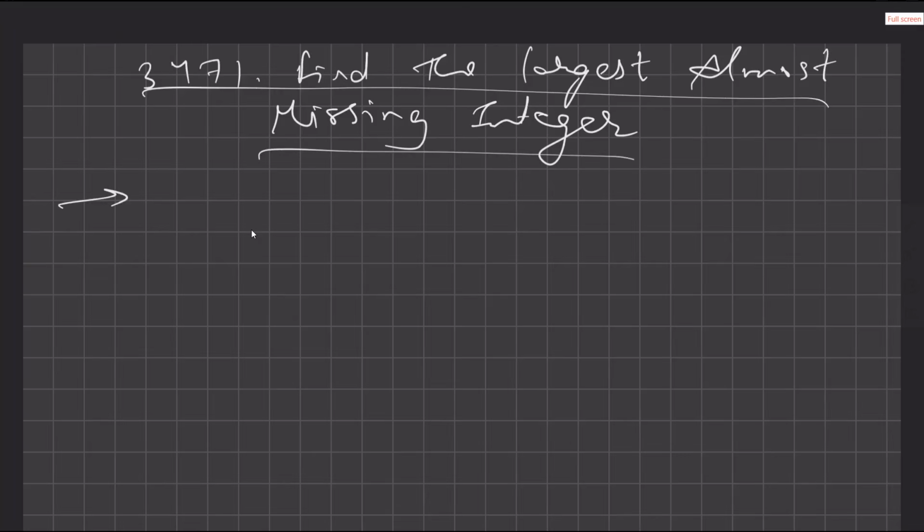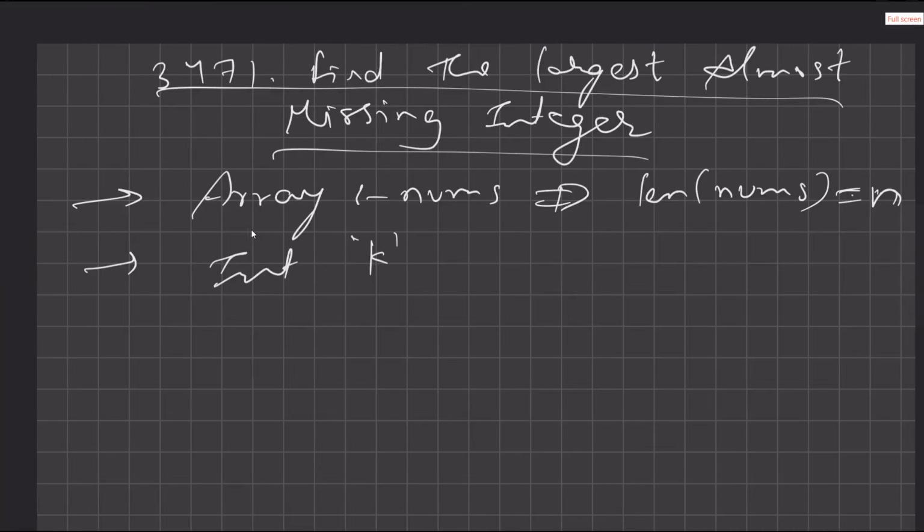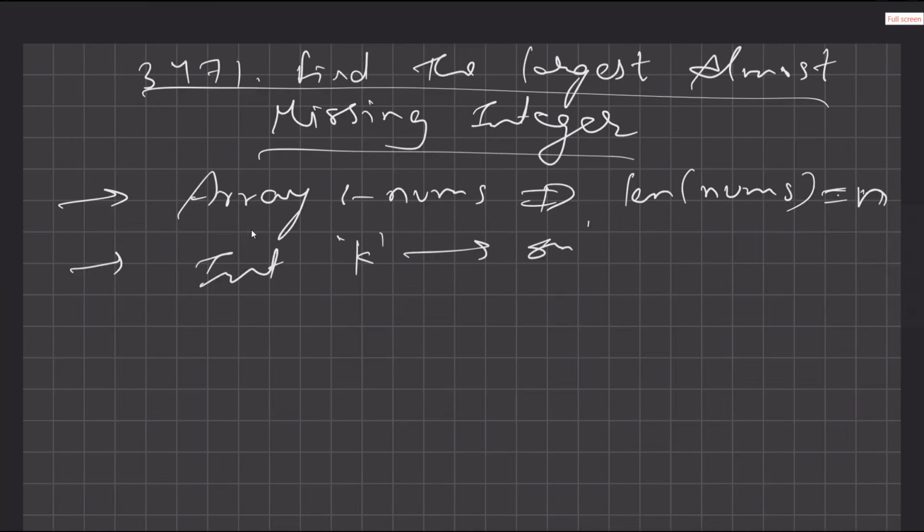So in the problem statement, they've given an array nums, and its length is n. They've also given an integer k. It denotes the subarray size. So from the nums array, we will be taking subarrays of just size k.